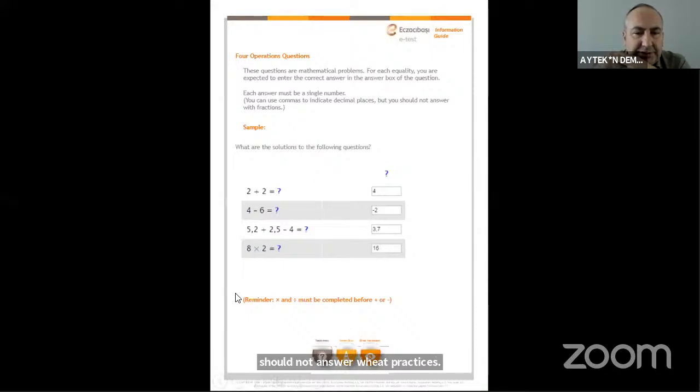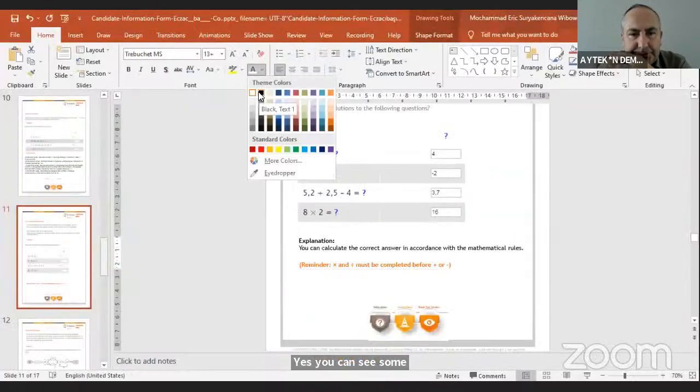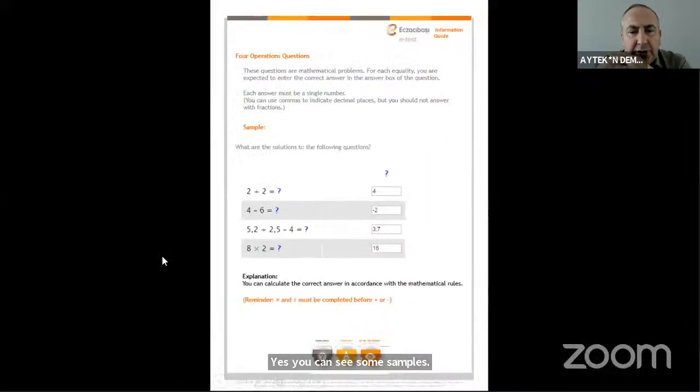Yes, you can see some samples. You can calculate the correct answer in accordance with the mathematical rules. This is, I think, an easy question. Yes, we can open the next page.